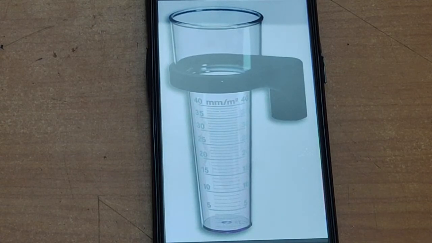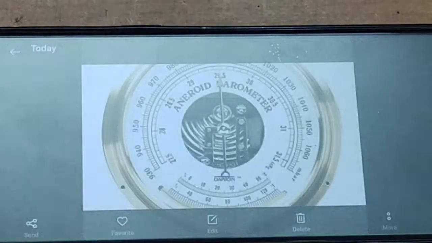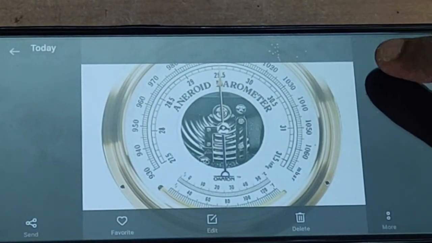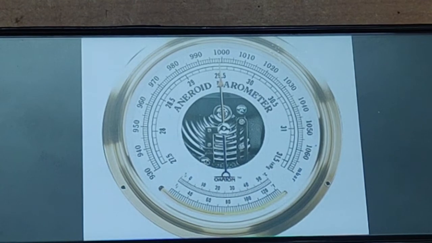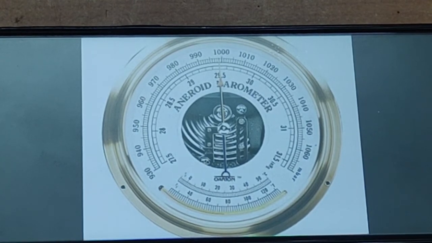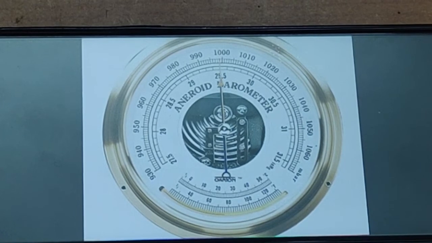And next we are going to see the air pressure. This is the air pressure measuring instrument, the aneroid barometer, used to measure the air pressure. The weight of air on earth's surface is called the air pressure. Actually, the weight of air, that pressure on the earth's surface, is what we call air pressure.